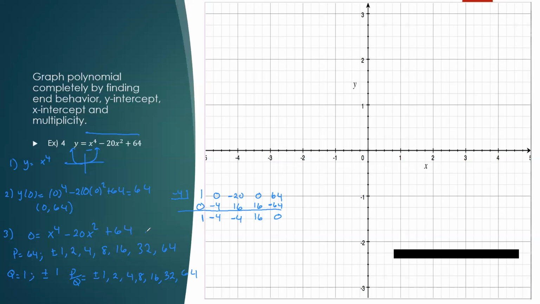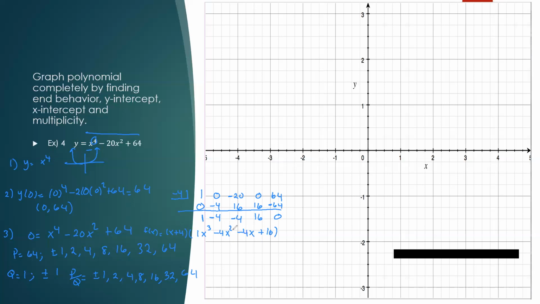So you could say, since -4 is a zero, in factor form it would be x plus 4. And what do we do with these numbers? 1, -4, -4, and 16. Those are the coefficients of your new equation. So it would be 1x, and then our new power is going to be 1 less than your original highest power, which is 4. So 1 less of that would be 3. And then it's just going to be -4x squared, -4x plus 16.